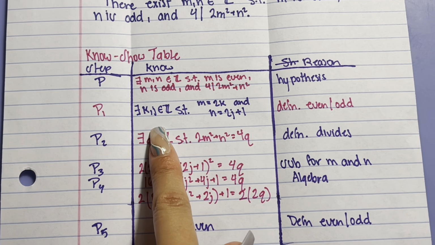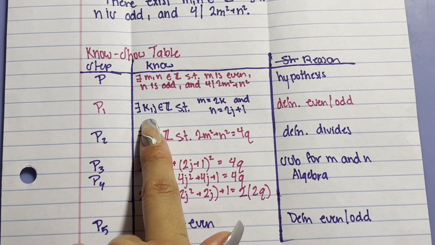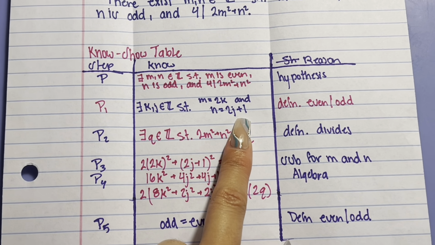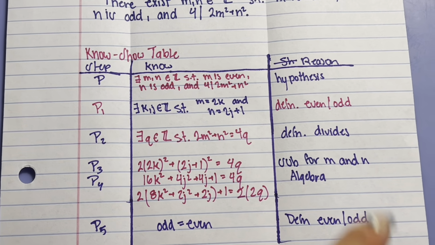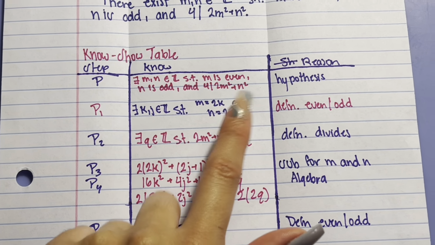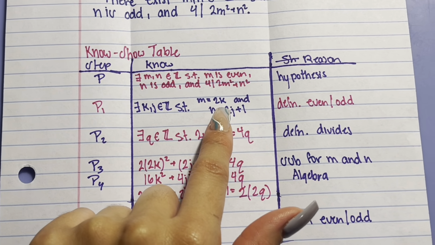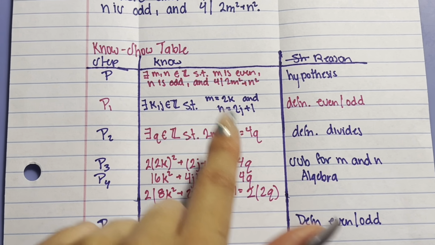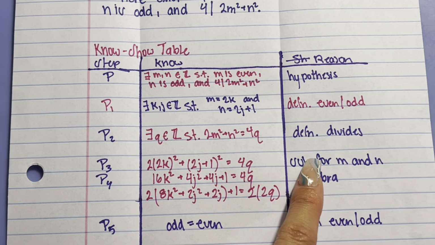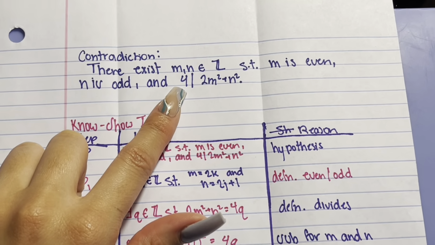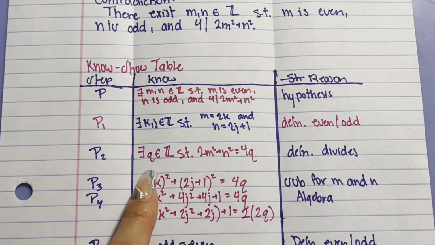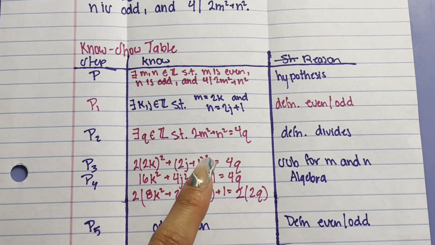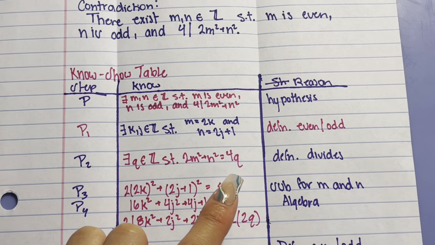From there, we will write the definition of even and odd. So we would write that as there exist integers k and j such that m equals 2k and n equals 2j plus 1. As we previously spoke about, 2k is even and 2j plus 1 is odd. From there, we will write the definition of divides. So we would write that as there exists an integer q such that 2m squared plus n squared equals 4q.